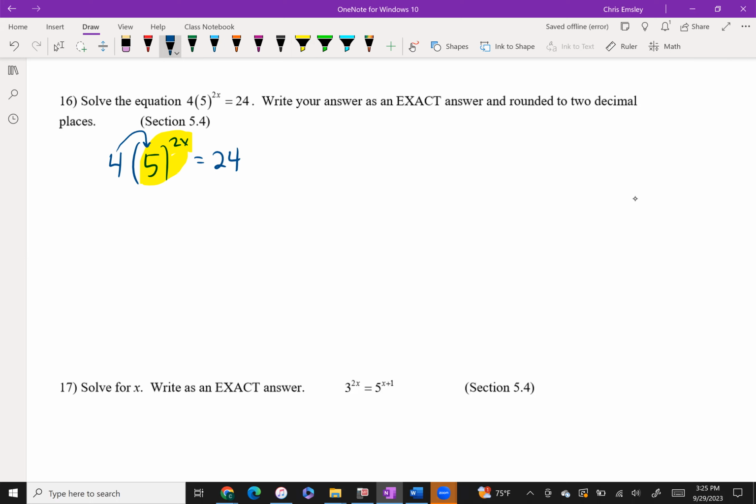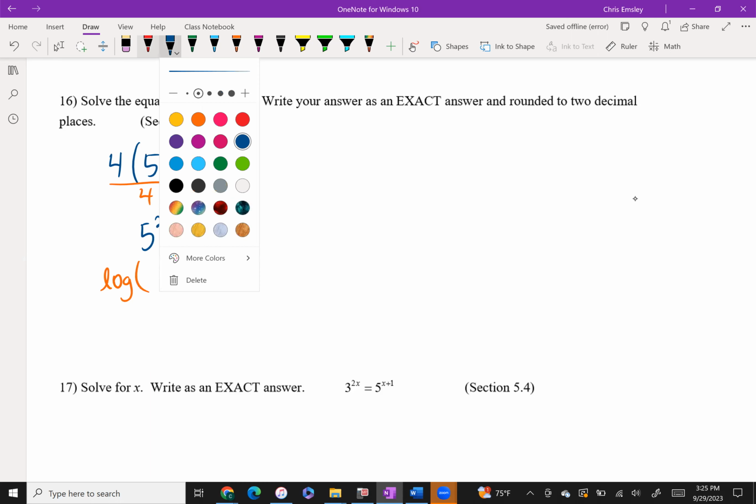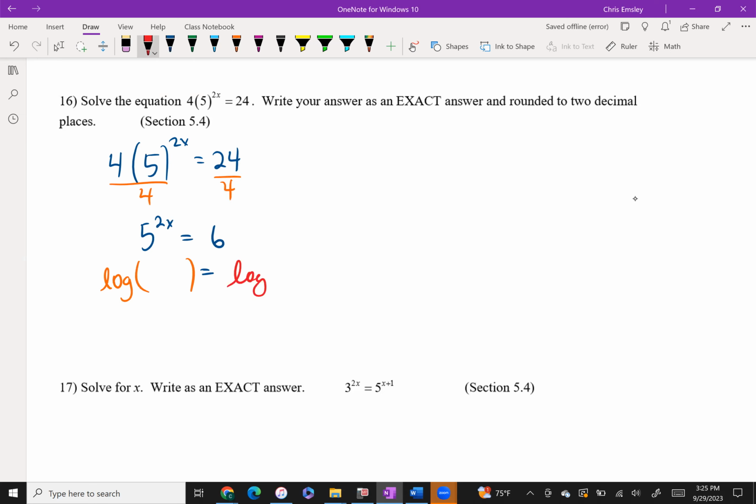So instead, what we want to do is divide both sides by 4 to isolate the exponential part of our equation. So we have 5 to the 2x equals 6. Then we can use the definition of logarithm or take the log of both sides. I think I'm just going to take the log of both sides. So if we take the log of both sides of our equation, the log of 5 to the 2x equals the log of 6.